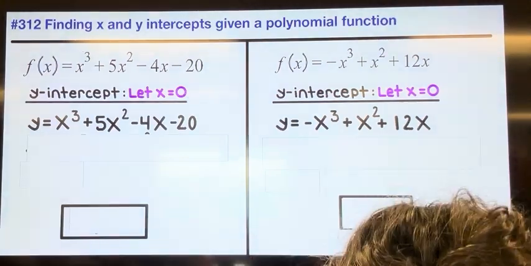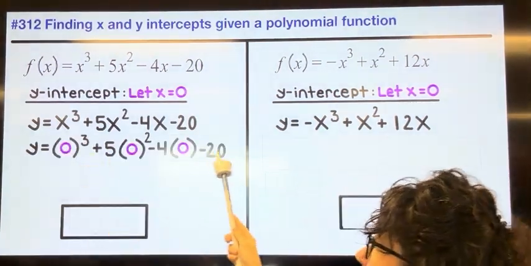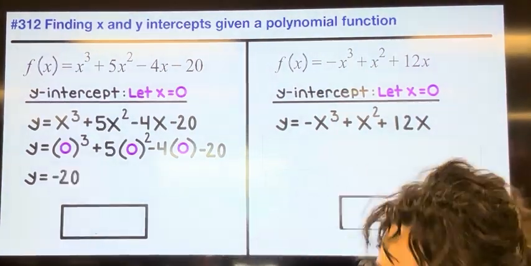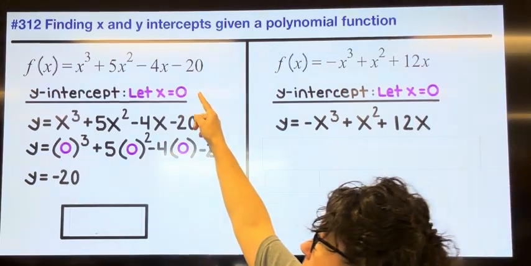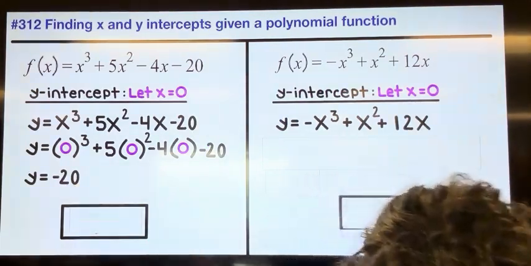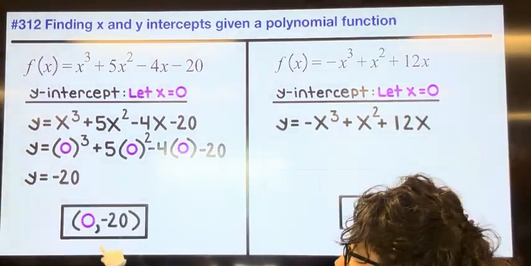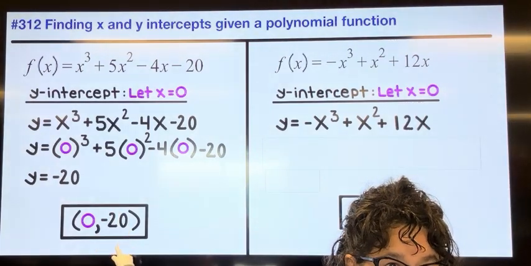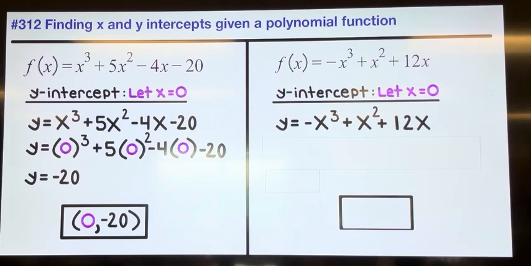If I go in and replace all of the x's with 0 and simplify, then I end up getting negative 20. So I plugged in 0 and got out negative 20. So my y-intercept for this function is (0, -20). Okay, just one more example, very similar.